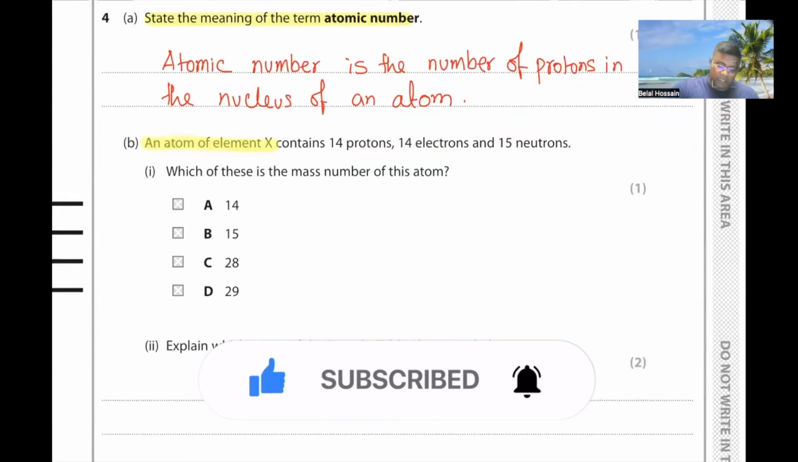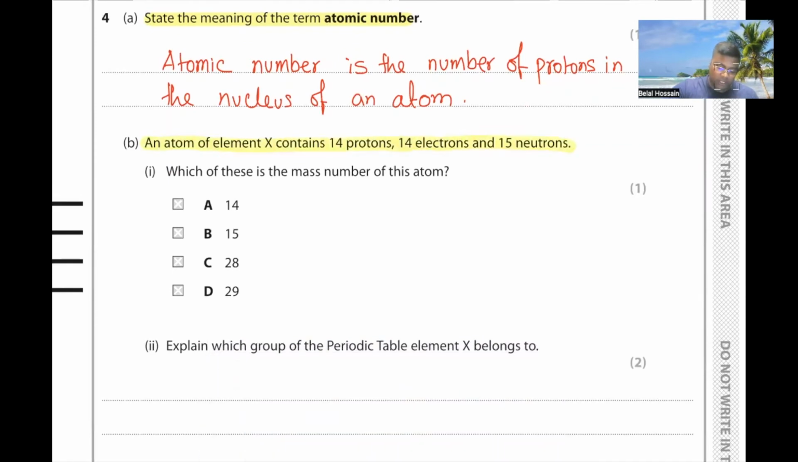An atom of element X contains 14 protons, 14 electrons, and 15 neutrons. Which of these is the mass number of this atom? So mass number is always a combination of protons plus neutrons. So here we have 14 protons plus 15 neutrons. So that will add up to 29. So D will be the answer.